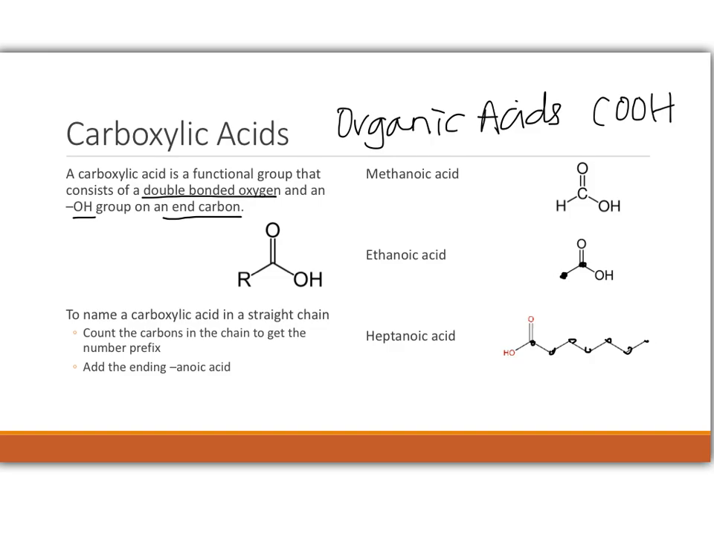So as far as naming these goes, again, with straight chains you won't need any numbering. And you're going to count your carbons to get your prefix, and then add anoic acid. Okay, so methanoic acid, heptanoic acid, hexanoic acid. So these shouldn't be too bad.